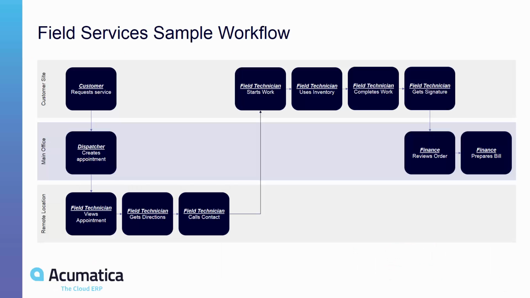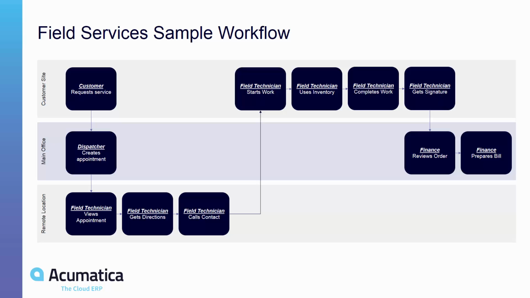The demonstration that we'll be reviewing today starts with a customer requesting service. At that point, a dispatcher from the main office can create an appointment that's immediately available to the field technician on a mobile device such as an Android or iOS phone. The field technician gets directions using his mobile phone, calls the contact if he's running late, and starts his work.